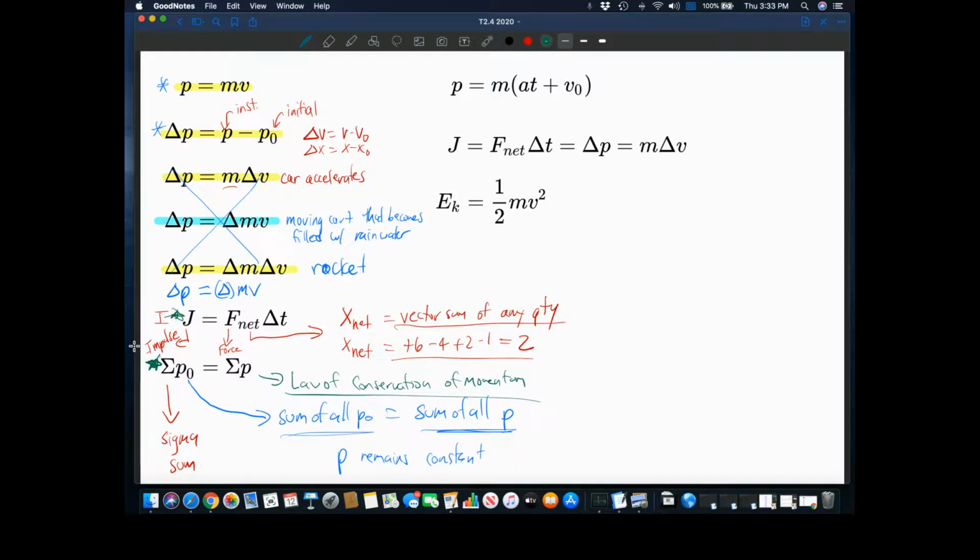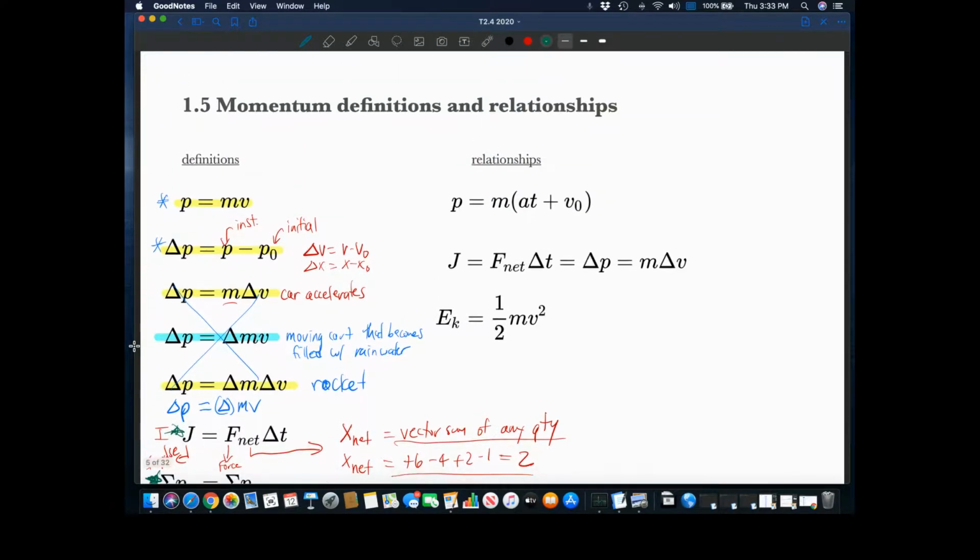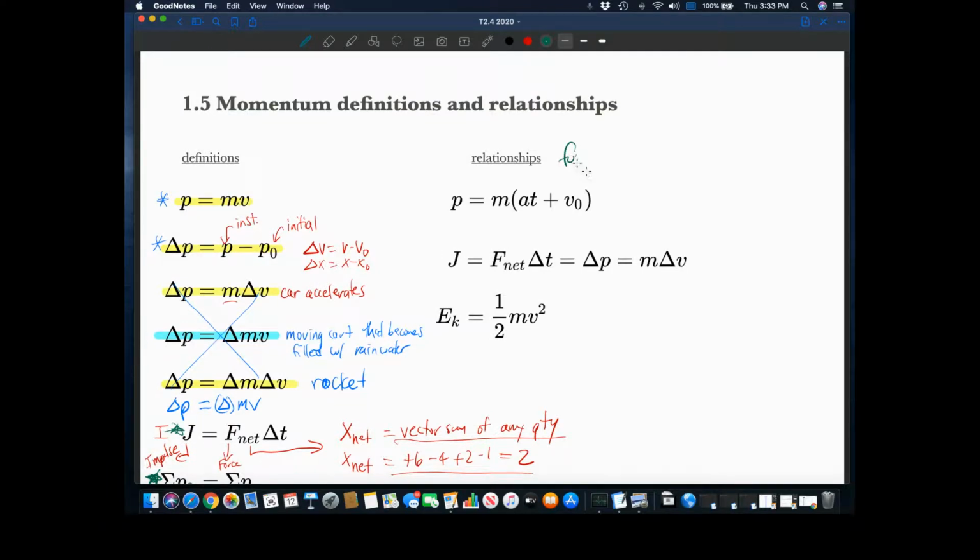So these are our definitions or laws in this case on the left, and we've starred the ones that really matter. In terms of relationships or functions, we see that when it comes to momentum, momentum is equal to the mass times the velocity. Well, velocity might very well depend on time. V equals AT plus V0.